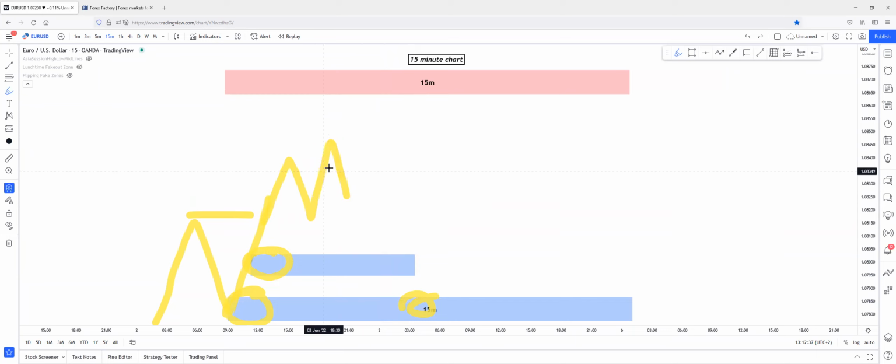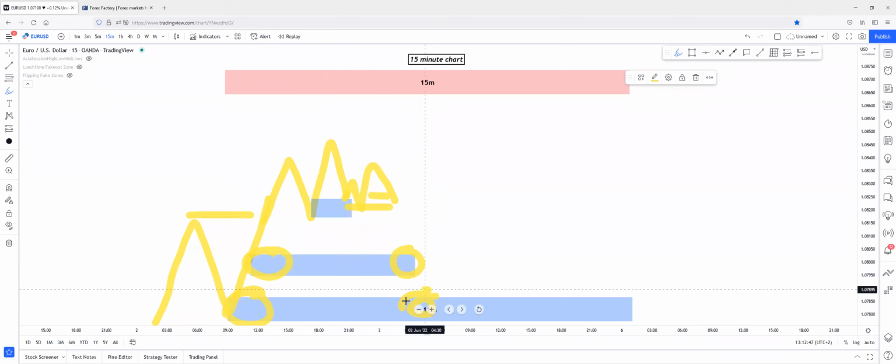Price can just simply reverse. For example, on this demand zone too, if there's a 5-minute demand zone, the less recent 5-minute demand zone, if price can change character on this demand zone, then all of these two demand zones down here will be left unmitigated.